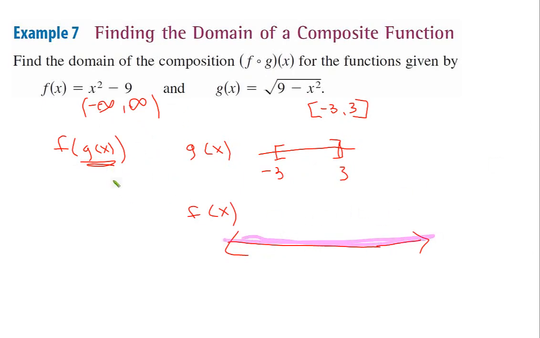Well, the domain for this composition here, f composed with g, is going to be the values of g that are also in f. Well, the values of g here that are also in f, that's going to be negative 3 to 3, inclusive. Okay, and always be careful. I mean, we don't have division here, so we're okay.